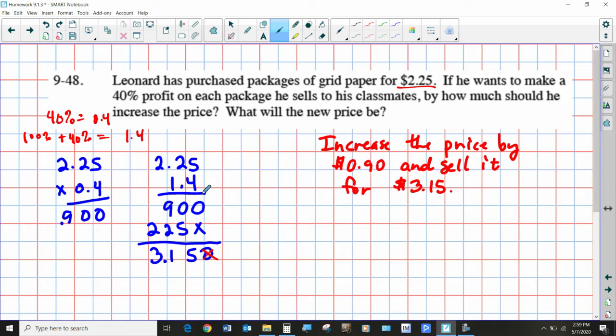So you can use either one of these. You could have just stuck with this one and decided, what if I took $2.25 and then added on the amount that I wanted to increase it by? Would you get $3.15? And the answer is yes, you would. So you don't necessarily have to use this multiplier to find the new price. You can use this multiplier to find the amount of the markup and then add it to the original, and you'll get the new price.